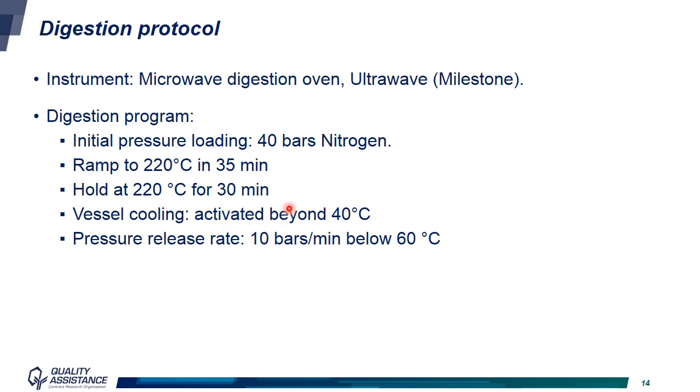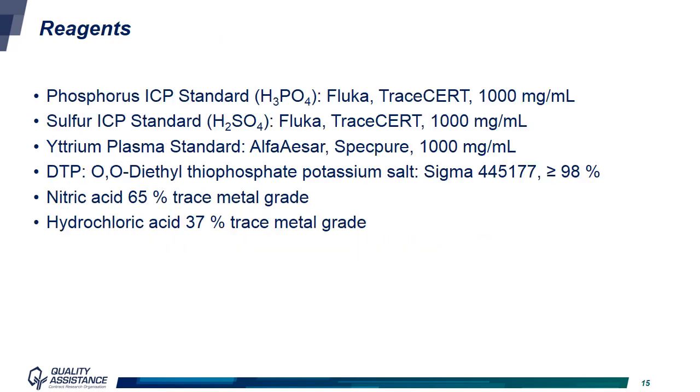Here are some data regarding the digestion protocol. We use an Ultrawave from Milestone as the microwave digestion system. After addition of nitrogen into the digestion cell, we heat the sample up to 220 degrees in about half an hour, and we keep it at the same temperature for the same time. After cooling and pressure release, the sample is easily diluted and ready for ICP.